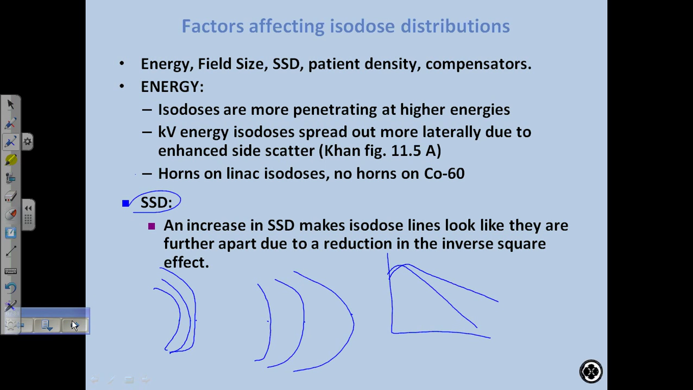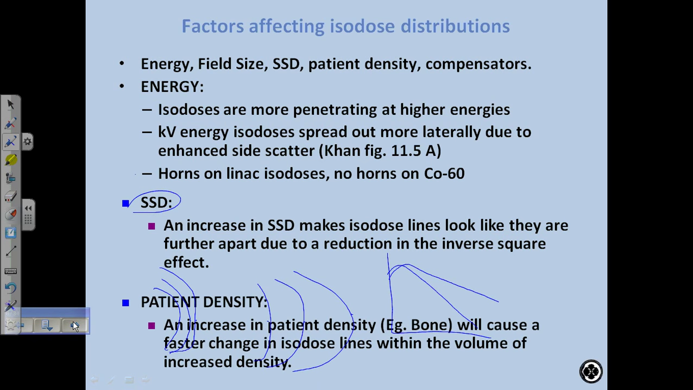Okay, SSD. Right, increasing SSD. Is there another reason? Yeah, increasing field size, right, okay. And patient density: an increase in patient density will cause a faster change in isodose lines within the volume of the increased density.